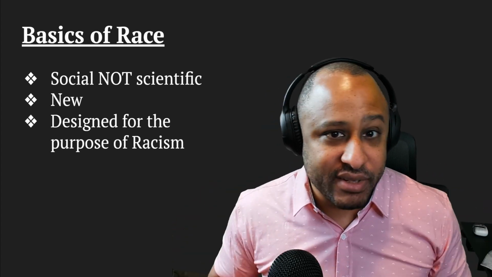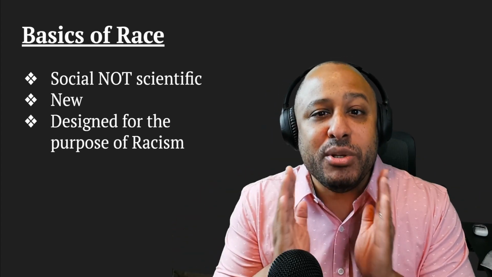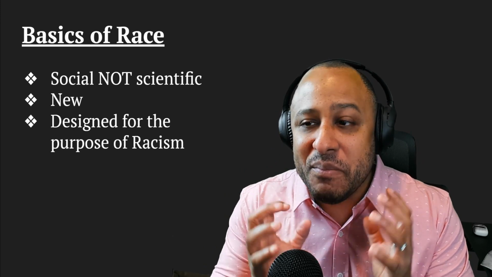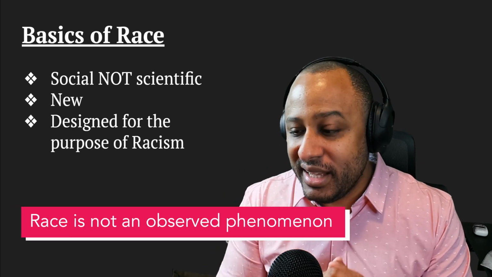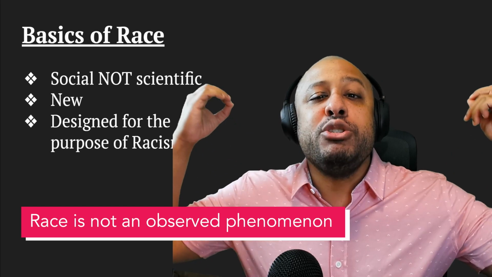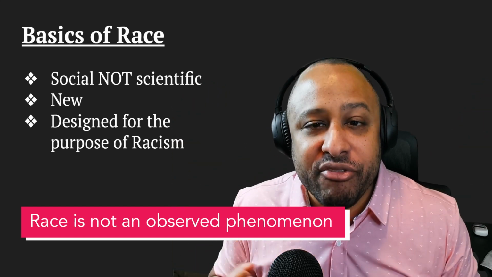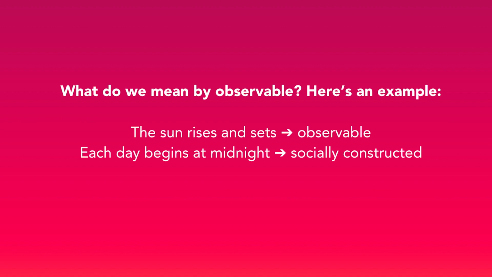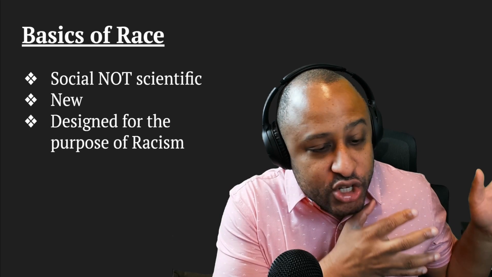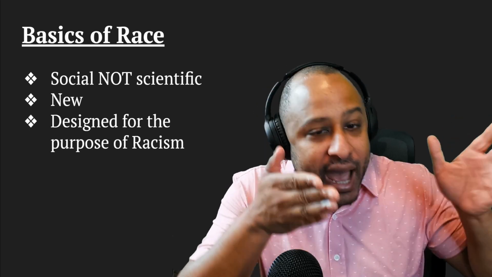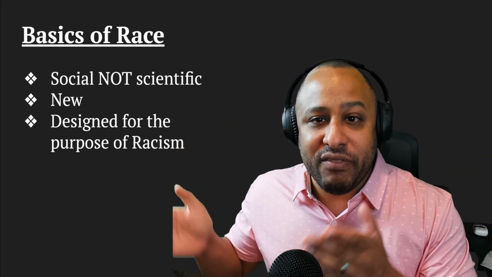Now, I'll take it even a step further here to try to help you understand the meaning of this concept. This is not observed in nature. Race is not an observed phenomenon. We don't have evidence that throughout history people identified a thing that we would call race.